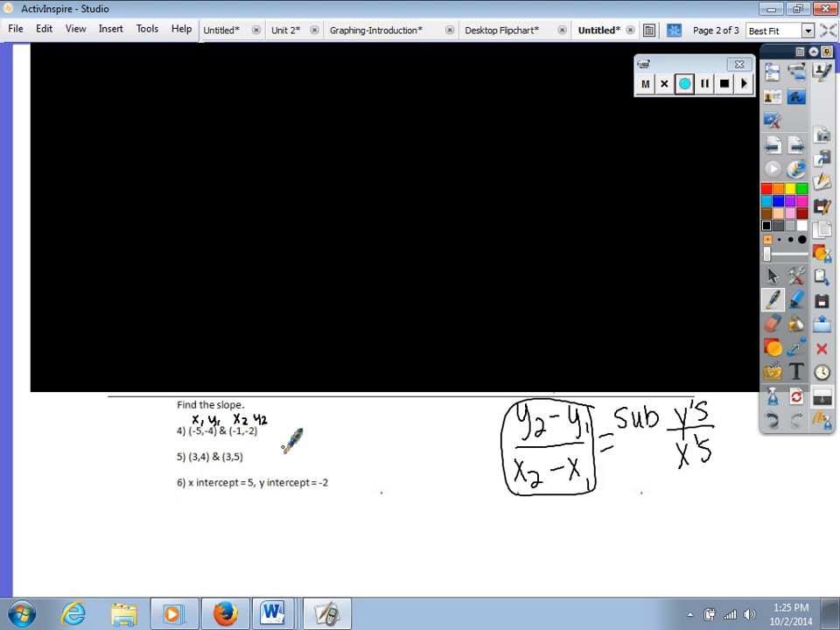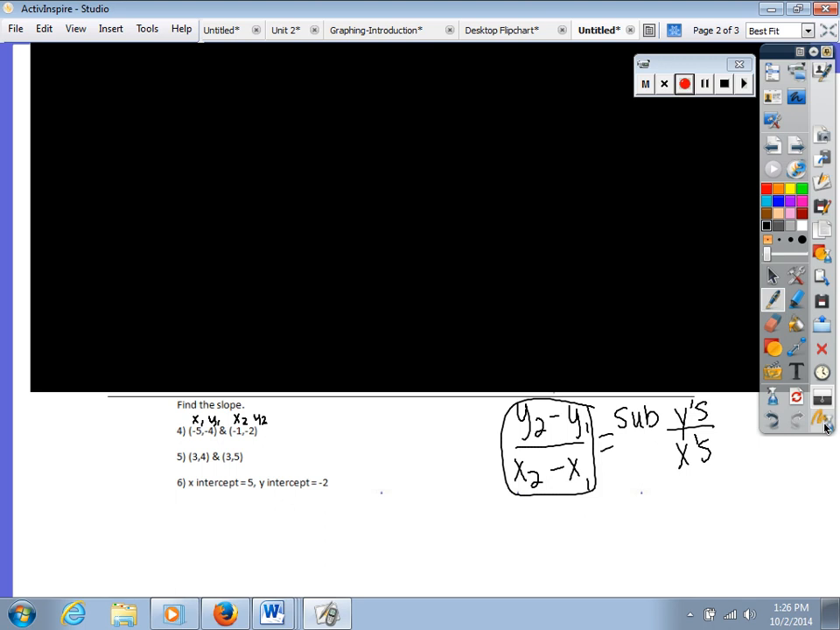The only thing you cannot do is say, okay, let me do my first minus my second coordinate here, but I'm going to go ahead and do my second coordinate minus my first one on the bottom. No, you cannot. You have to go the same direction on your problem.